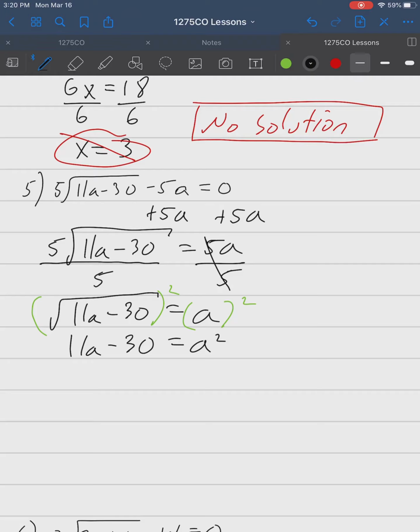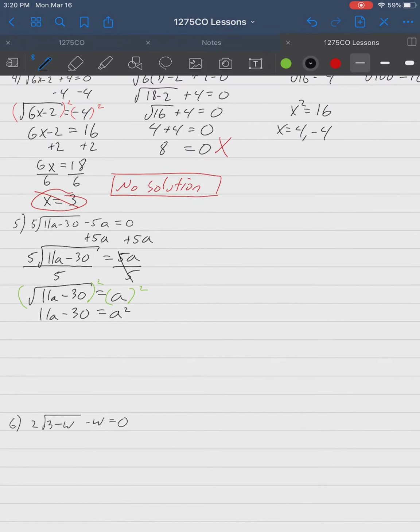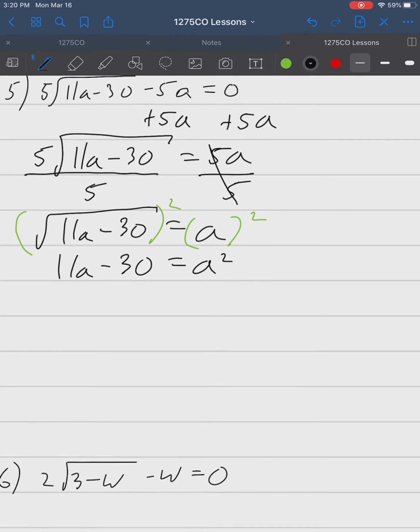And this is now a different type of equation, right? This is not a linear equation like we saw in the first 4 examples. This is a quadratic equation, and we know it's a quadratic equation because we have a variable, in this case, a, to the second power.